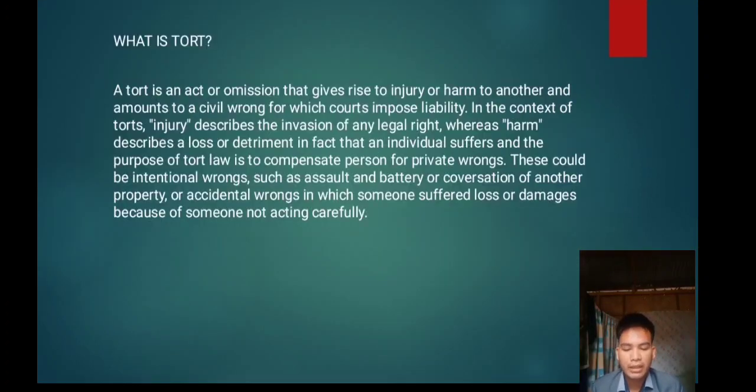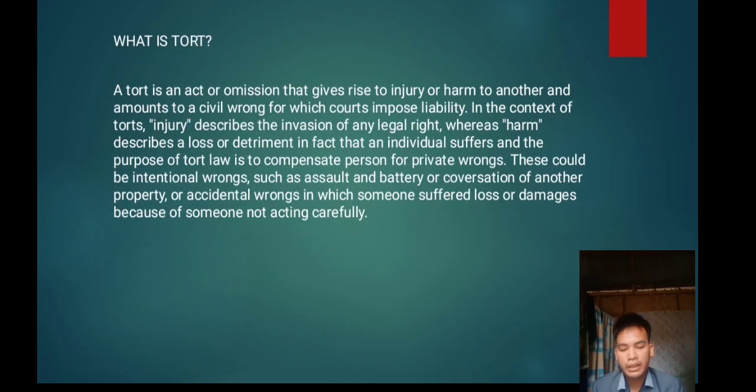A tort is an act or omission that gives rise to injury or harm to another and amounts to a civil wrong for which the court imposes liability. In the context of tort, injury describes the invasion of any legal rights, whereas harm describes a loss or detriment in fact that an individual suffers, and the purpose of tort law is to compensate persons for private wrongs.